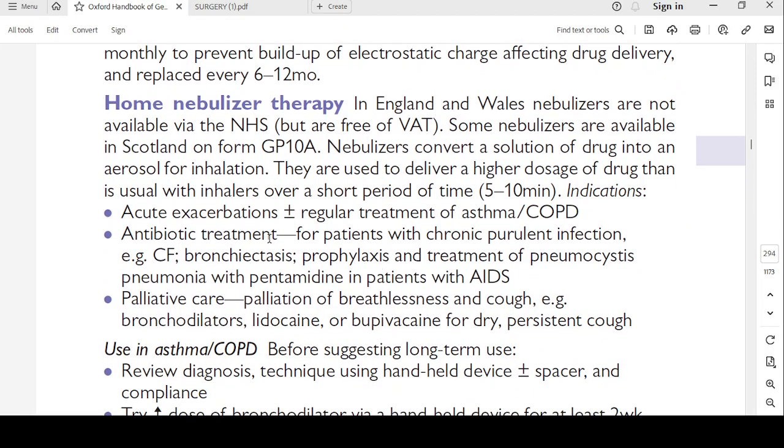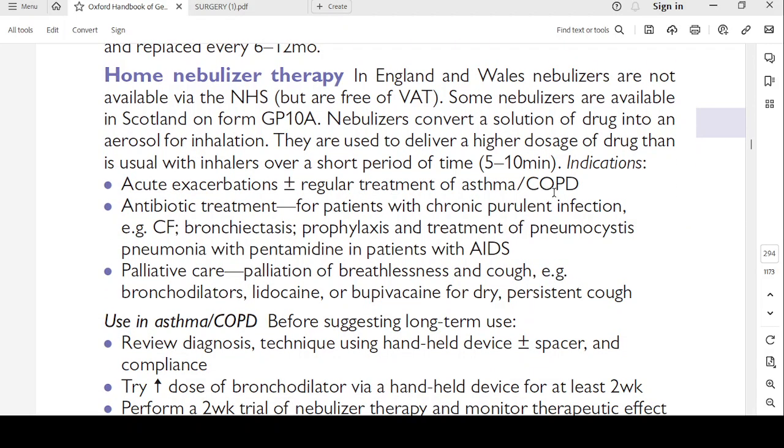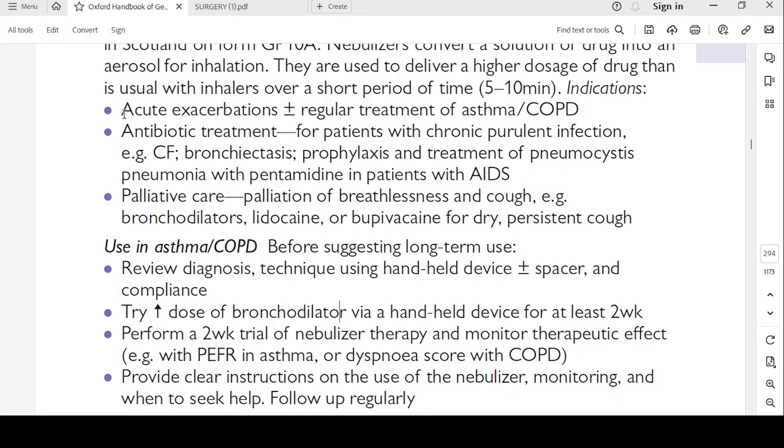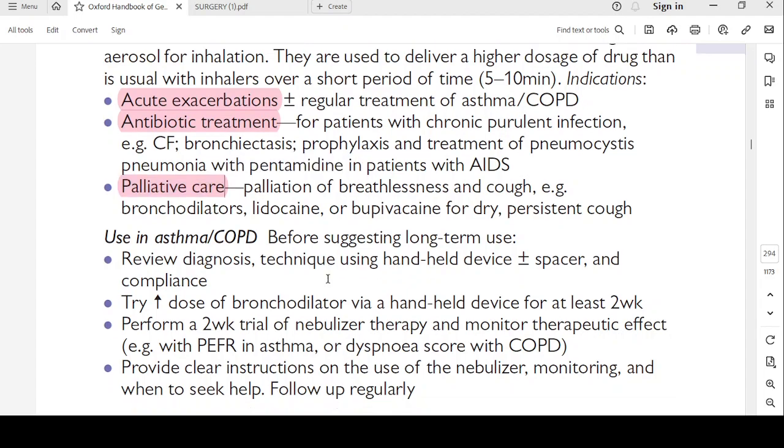Indications are acute exacerbations, plus or minus regular treatment of asthma and COPD; antibiotic treatment for patients with chronic purulent infection, for example cystic fibrosis and bronchiectasis; prophylaxis and treatment of pneumocystis pneumonia with pentamidine in patients with AIDS. Palliative care: palliation of breathlessness and cough, bronchodilators and lidocaine or bupivacaine for dry persistent cough. These are the indications of a nebulizer used in asthma and COPD.